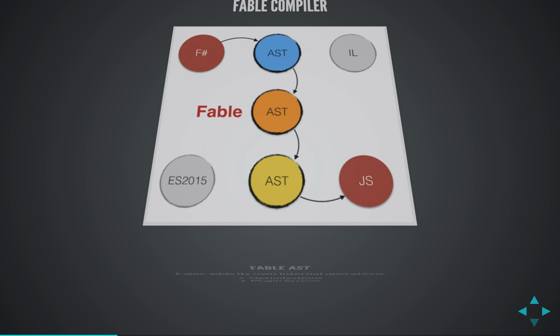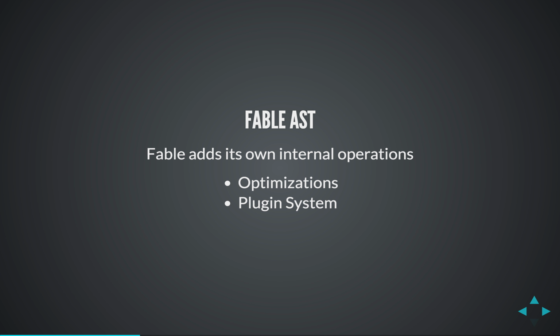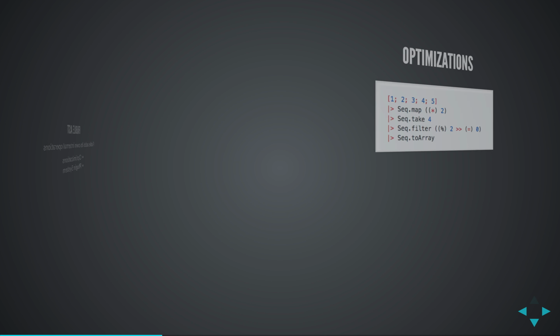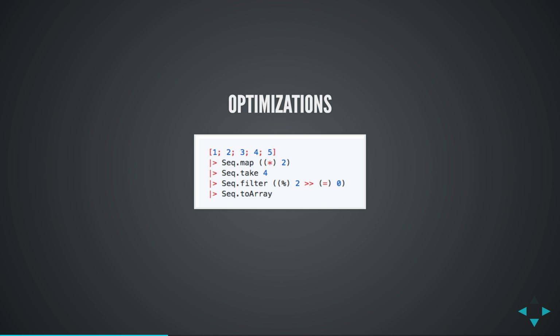This has a few advantages. We can do optimizations, and we can have, more importantly, a plugin system that, in my opinion, is the best foreign function interface that you can have. An example of an optimization is some piece of F# code. We have a list, and we do mapping. We take some elements, we filter them, and then finally transform to an array.